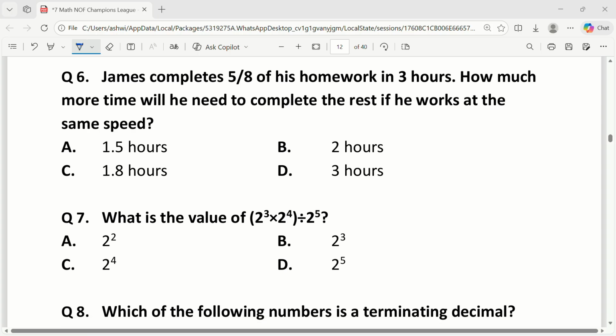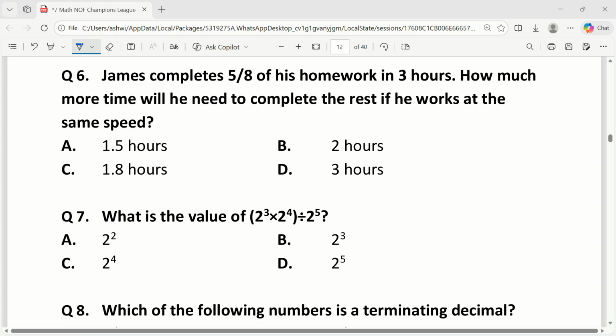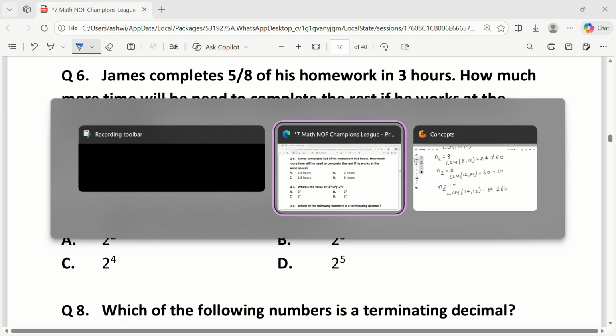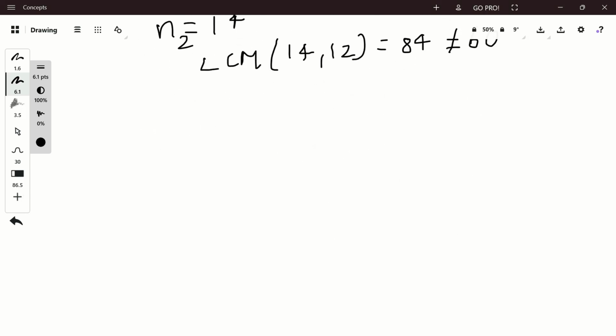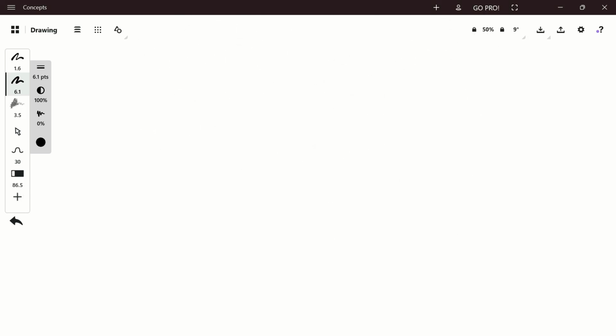Question 6. James completes 5 by 8 of his homework in 3 hours. How much more time will he need to complete the rest of his work if he works at the same speed? The total homework is 1. James completed 5 by 8. The remaining fraction is 1 minus 5 by 8, which is equal to 3 by 8.